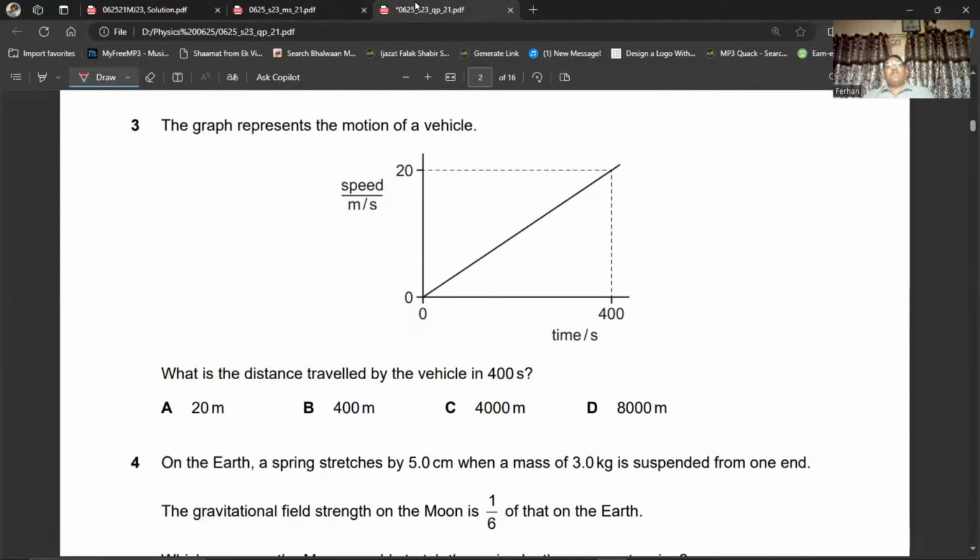Question number 3, the graph represents the motion of a vehicle. What is the distance traveled by the vehicle in 400 seconds? You see, it's a speed time graph, and the area under the speed time graph is equal to the distance traveled. The area under the speed time graph is in the shape of a triangle. So I am going to find out this area. The area of the triangle is 1/2 into base into the height. So I can find this area.